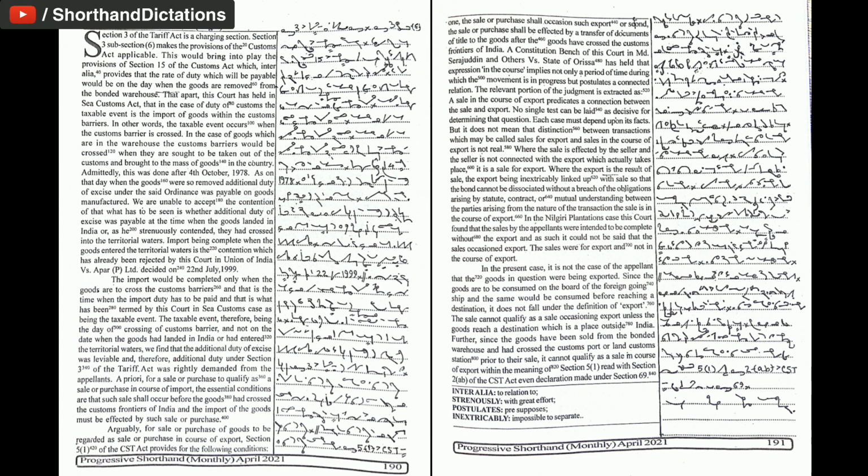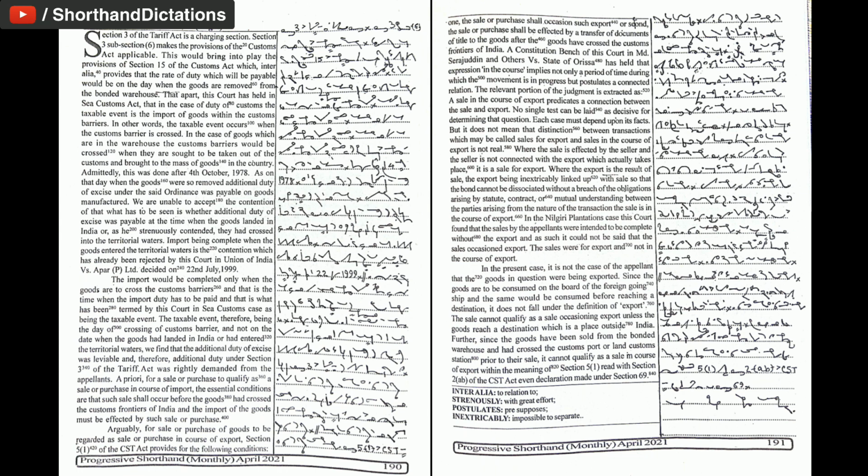Where the sale is effected by the seller and the seller is not connected with the export which actually takes place, it is a sale for export. Where the export is the result of sale, the export being inextricably linked up with sale so that the bond cannot be dissociated without a breach of the obligations arising by statute, contract, or mutual understanding between the parties arising from the nature of the transaction, the sale is in the course of export.